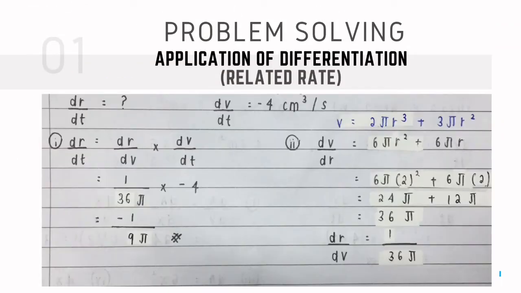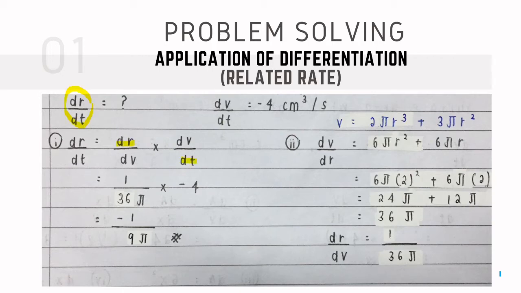Now we are here to solve the second problem, where we need to identify how fast the radius is changing at the instant when the radius is 2 cm. In order to determine dr over dt, we need to apply the chain rule formula.